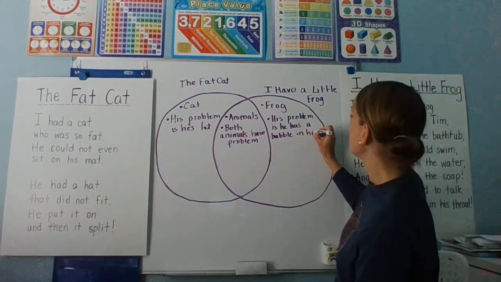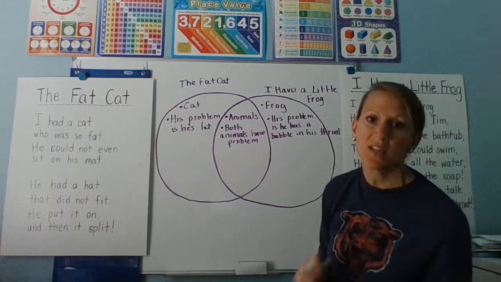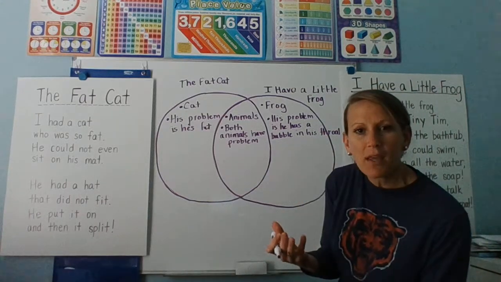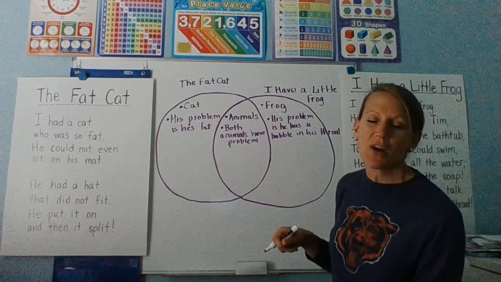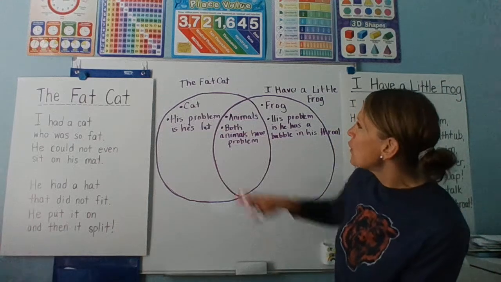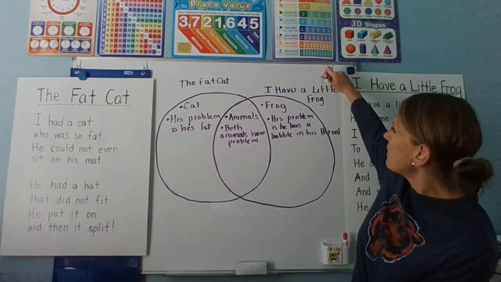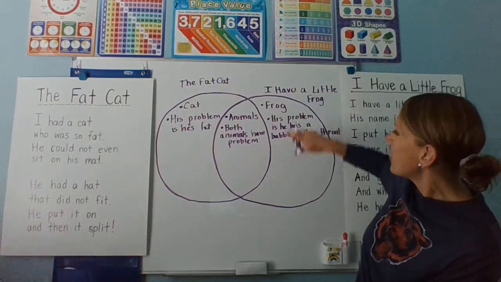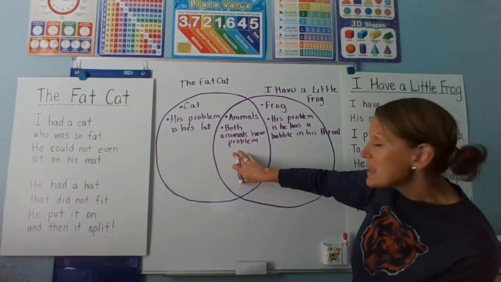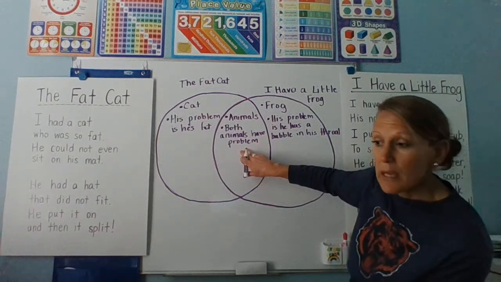Now, I know at home, for those of you watching, this is really small and you may not be able to read it very well, but hopefully with us talking about it and me saying it as I write, you're able to at least know what I'm writing, even if you can't see it. So far we know that the fat cat is about a cat and that his problem is he's fat. And that's different than I have a little frog, because it's about a frog and his problem is that he has a bubble in his throat. Two things that are the same about these is that they are both about animals, and they're about animals that have problems.